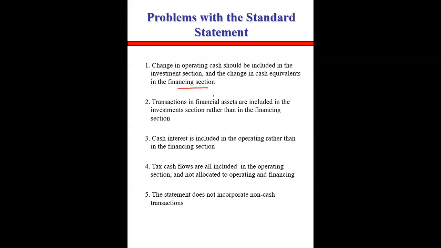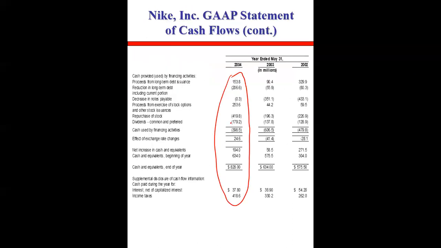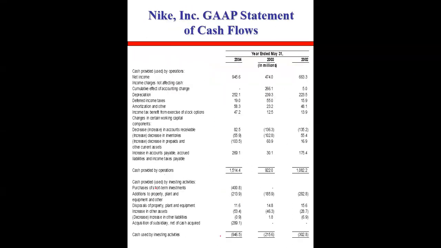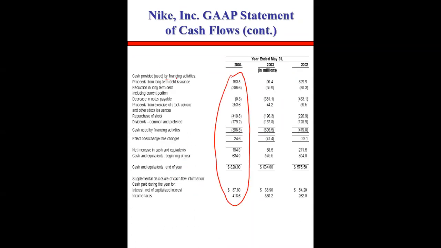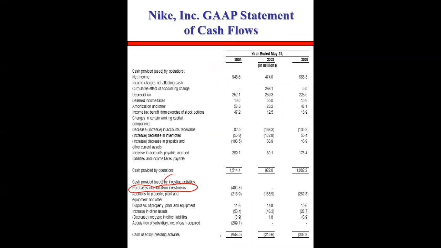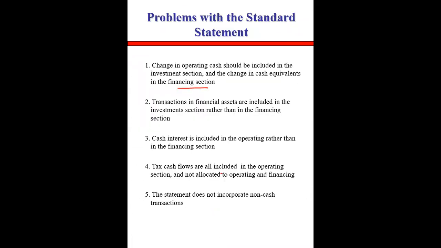Okay, but the standard accounting standards do not allow us to allocate an item like purchases of short-term investment in the financing section. Accounting standard does not allow us. This kind of investment should be reflected in the investment activities. That is what we have learned from financial accounting, right? So this is a problem.